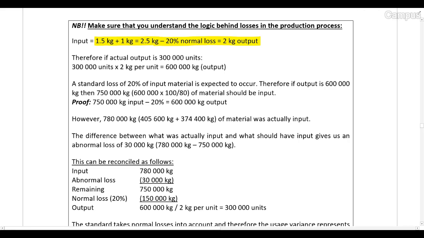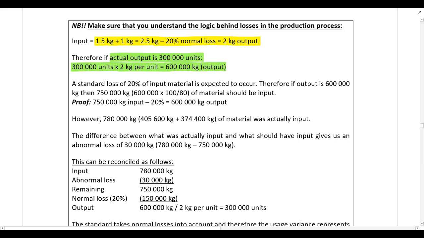Now, we calculated that actual output is 300,000 units. So if they actually produced 300,000 units, the actual output would be 600,000 kilograms, because we know that 1 unit is equal to 2 kilograms.